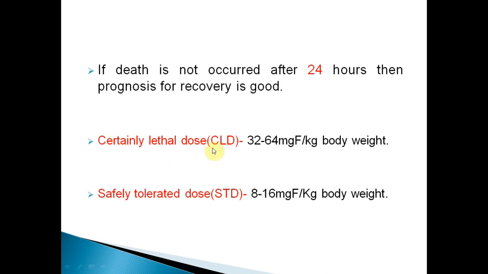So we need to learn two doses here. One is the certainly lethal dose, also known as CLD, and the safely tolerated dose, that is STD. CLD is 32 to 64 milligram per kilogram body weight, and the safely tolerated dose is 8 to 16 milligram per kilogram. So that is almost 1/4 of the CLD. That is the easy way to study the CLD and STD. CLD is equal to 4 STDs. You can just see, multiply 8 by 4, you get 32, and 16 into 4, you get 64.